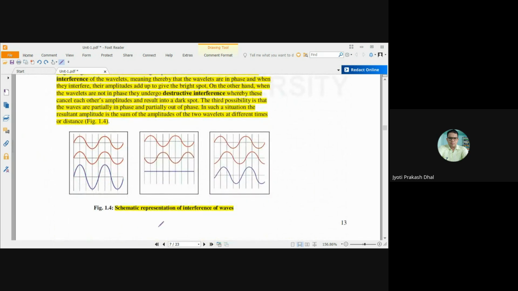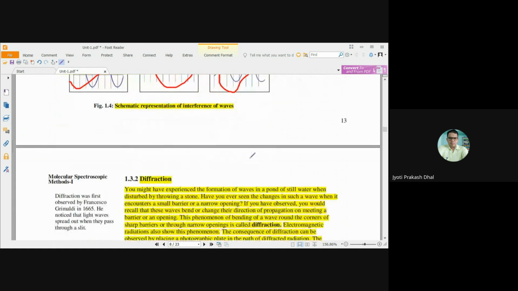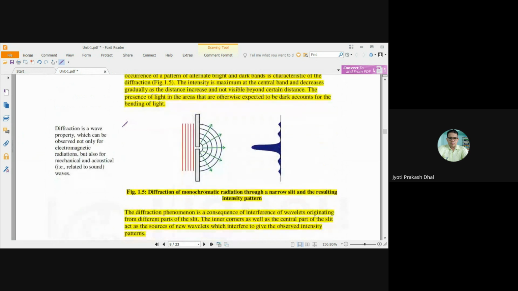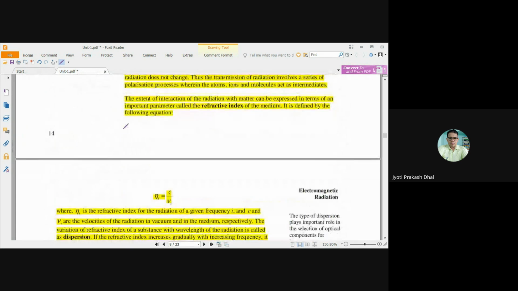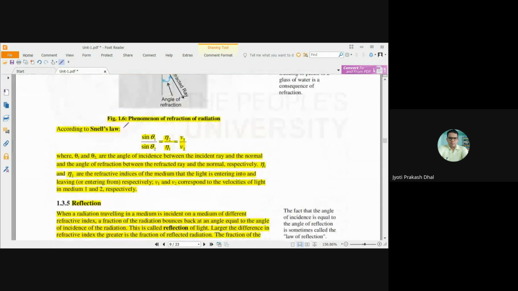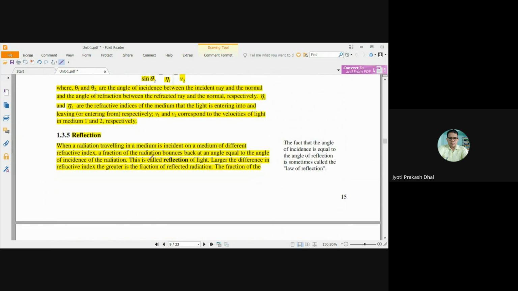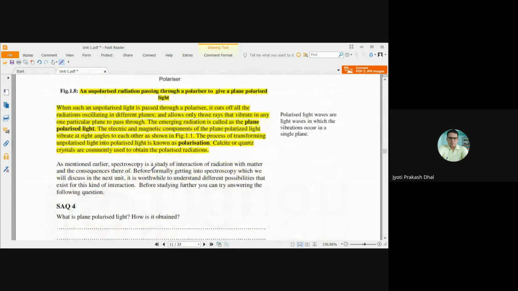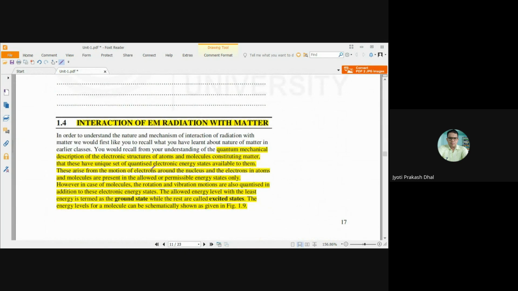So here is the schematic representation of interference of waves. This is constructive interference, the resultant wave will increase, and this is destructive interference. And this is partial constructive and partial destructive. Now the other phenomenon is called diffraction. So these are a few characteristics of electromagnetic radiation, as electromagnetic radiation has wave nature. Due to its wave nature, these are different characteristics of electromagnetic radiation.